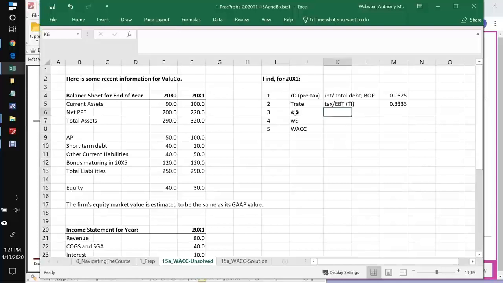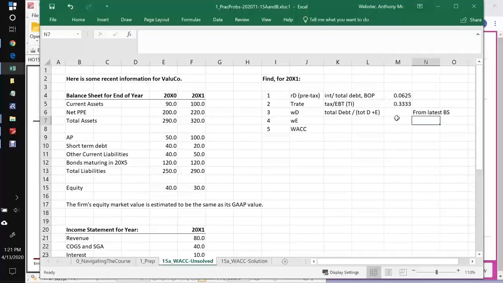And now we need the weight of the debt. In our weighted average cost of capital, we need the weight of the debt and the weight of the equity. Okay, and the weight of the debt is going to be total debt over total D plus E. Okay, and for this, we always want to take this from the latest balance sheet. Okay, so let's go ahead and do that.